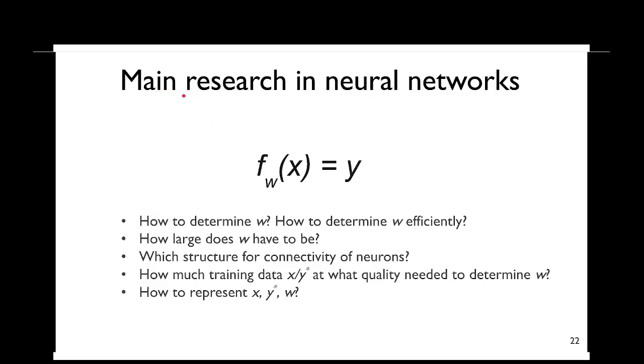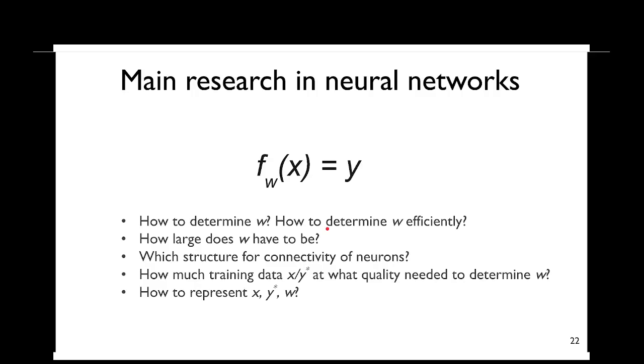So the main research that is today going on in neural networks can be categorized somehow along the simple formula f_W(x) = y. And I think the most prominent question is how to determine the W and how to determine the W efficiently. And this has an algorithmic component, to devise algorithms that can do this as best as possible and as fast as possible, but it also has a hardware side to it.